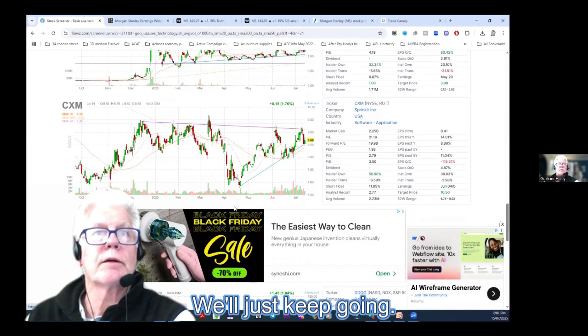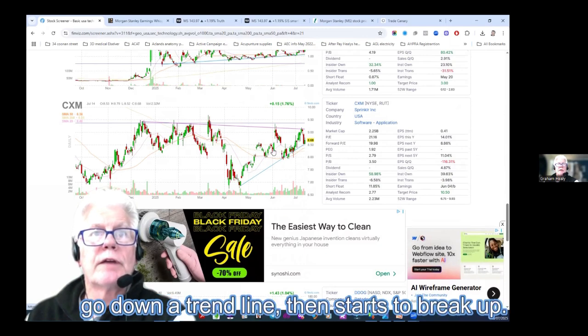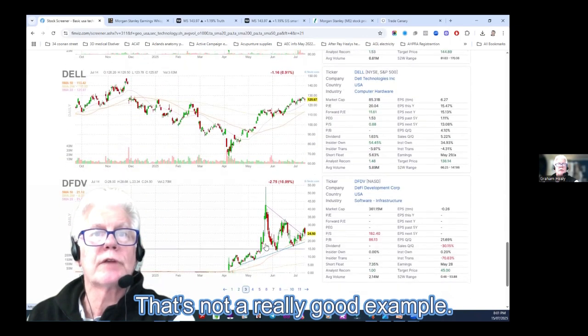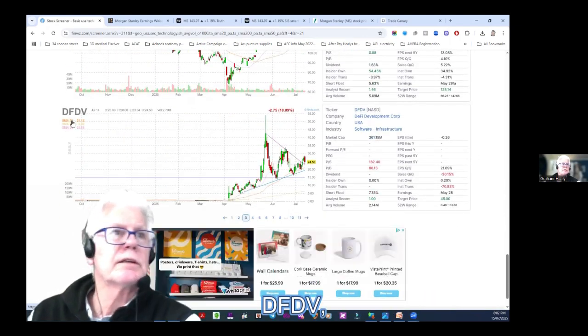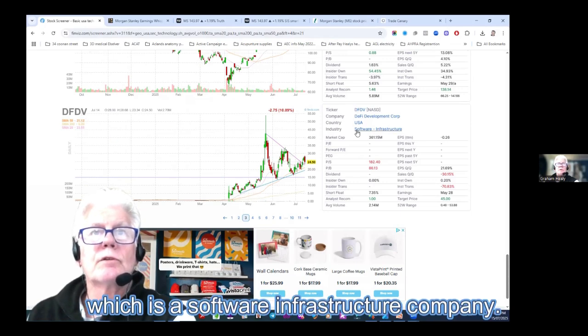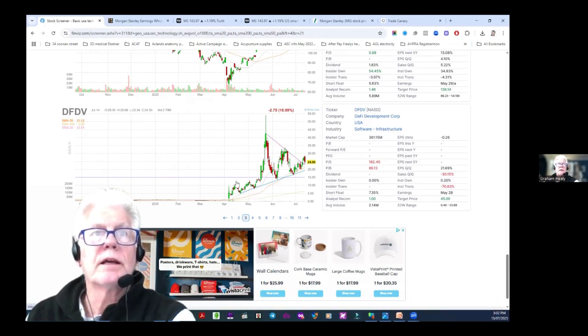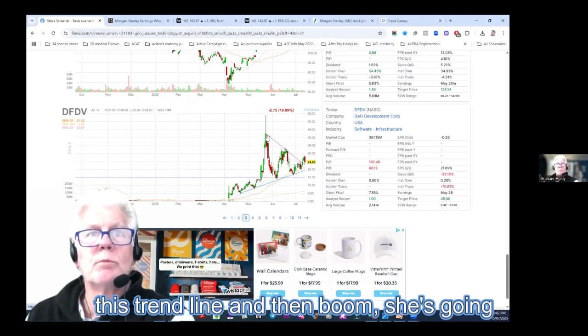We'll just keep going. Similar to this, it sort of starts to go down a trend line, then starts to break up. That's not a really good example. Similar to this, you see here DFDV, which is a software infrastructure company. It's bouncing along this trend line, and then boom, she's gone up there.